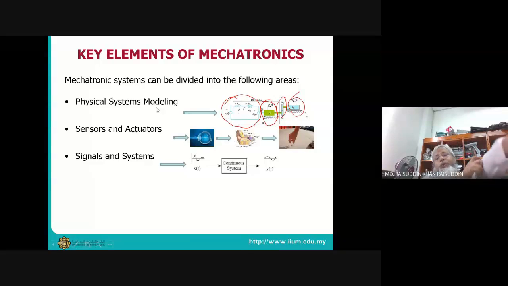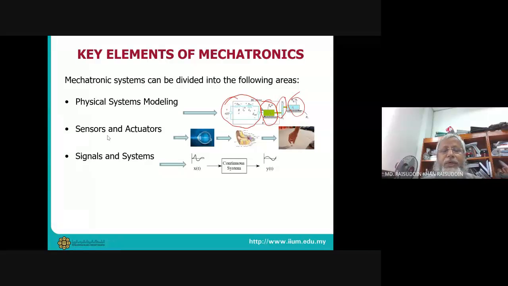And to have a mechatronic system, one of the important elements is basically control. And control always depends on two elements. One is the sensor, another is the actuator. Sensors are what can sense. A camera is a sensor.